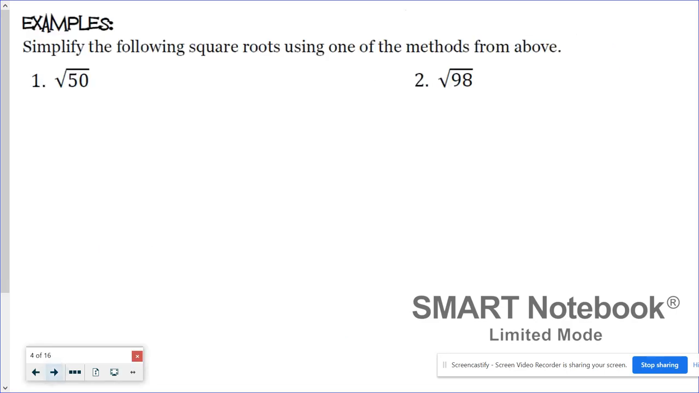So if you want to pause right now and try examples 1 and 2, that's fine. I'm going to keep going, but if you want to try them first, you should do that.